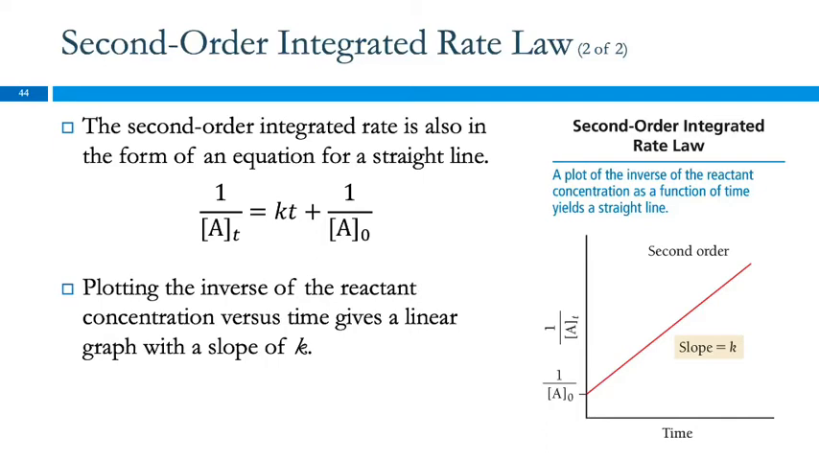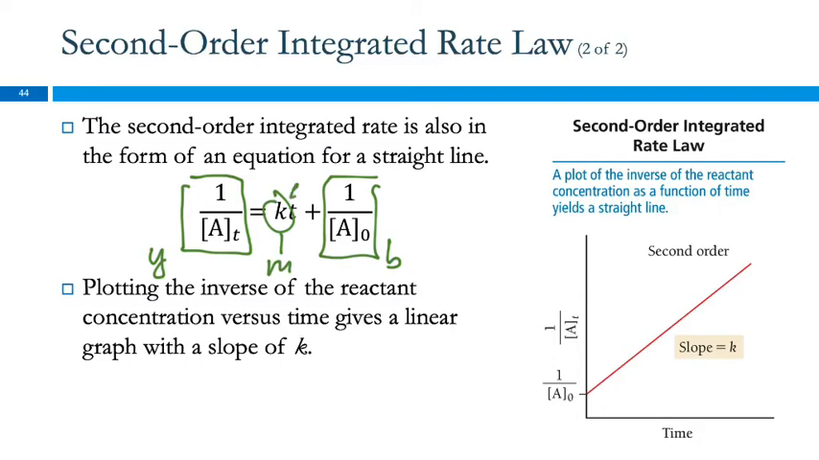So this is also given in the form of a straight line. This is our y. This is b, the intercept, and that's m, the slope. The t is x. So we plot the inverse of the reactant concentration versus time, and we get a straight line. And the slope here is going to be equal to the rate constant.